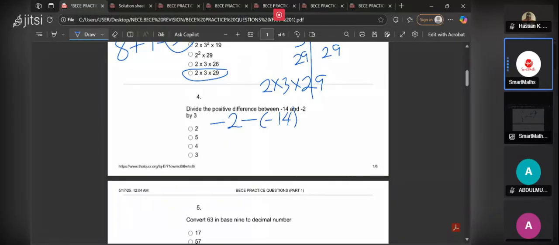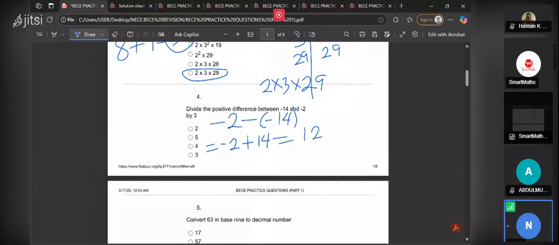So when you are finding the positive difference, you want a positive answer, right? So you are subtracting the smaller number from the bigger number. In this case, we have -2 plus 14. This is going to give us 12. So the positive difference between -14 and -2 is 12. We are now going to divide it by 3. Divided by 3 gives 4. So the answer is 4. Is this clear?